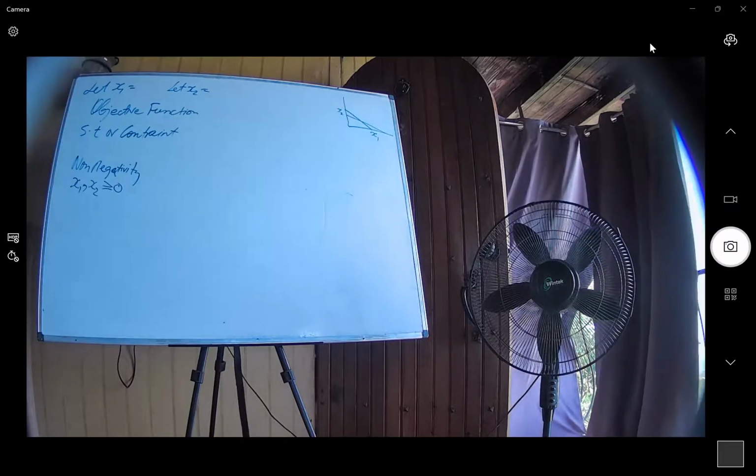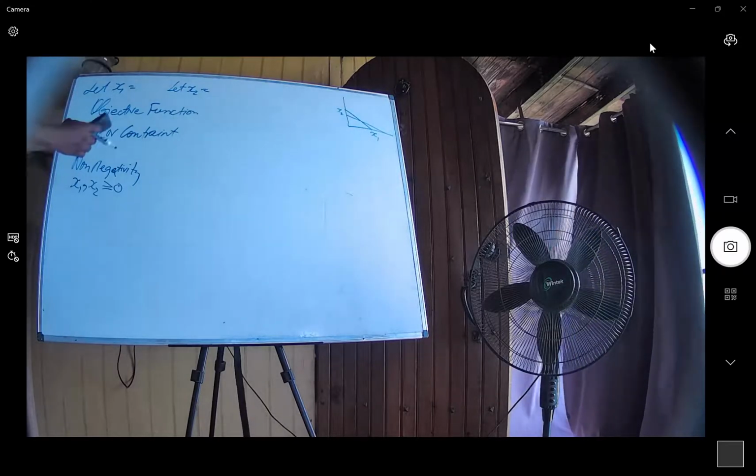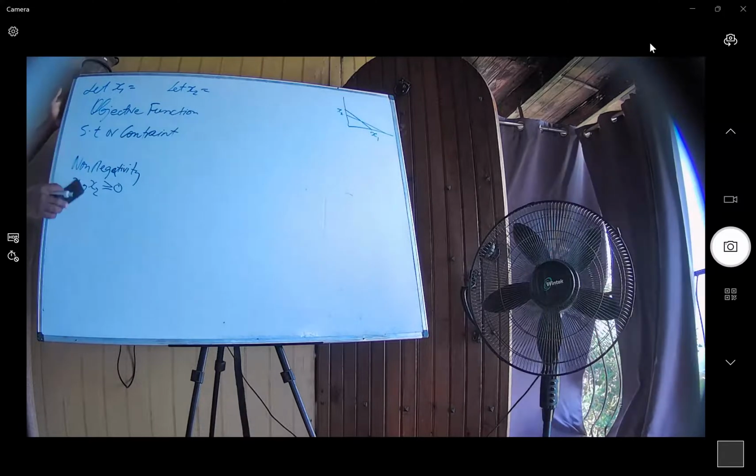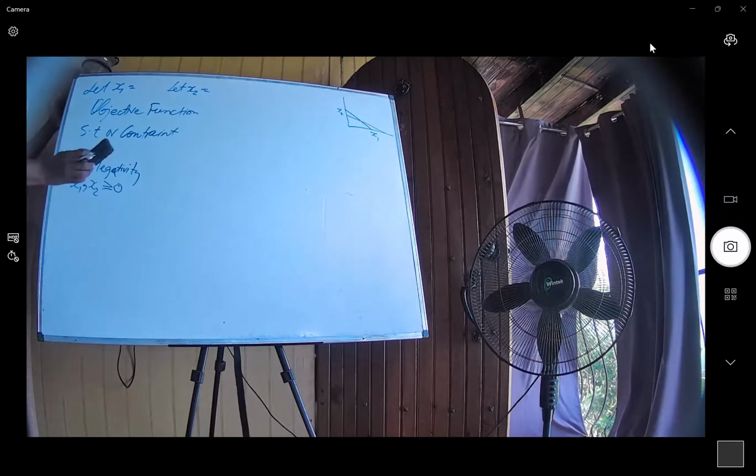All right, and you guys need to be taking pictures quickly because I'm moving on. Right, so just keep snapshotting or taking a picture as you move along.